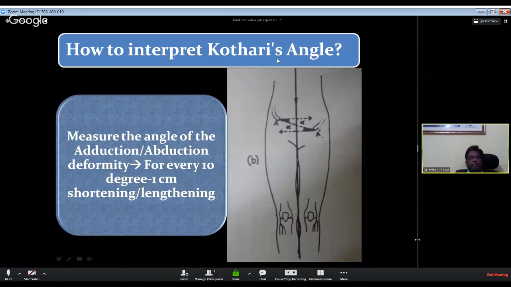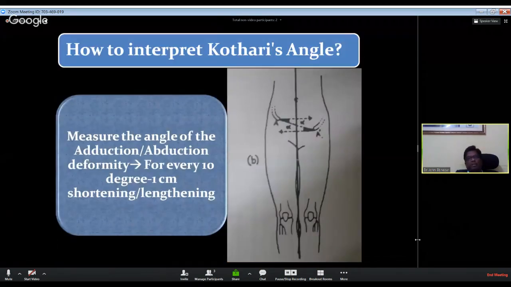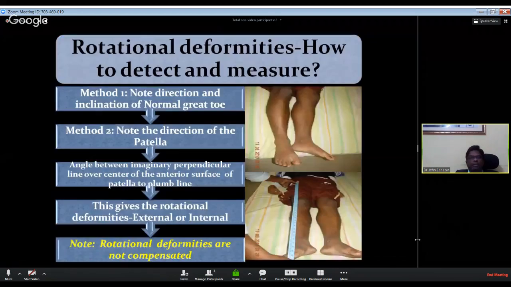This method is to mark the two ASIS, join them, and draw a horizontal line. The angle you find here is the angle of the deformity. For every 10 degrees of deformity, there is 1 centimeter of shortening or lengthening. So this is useful when you cannot square the pelvis. Keep this in mind. If you are asked, please explain it to the examiner.